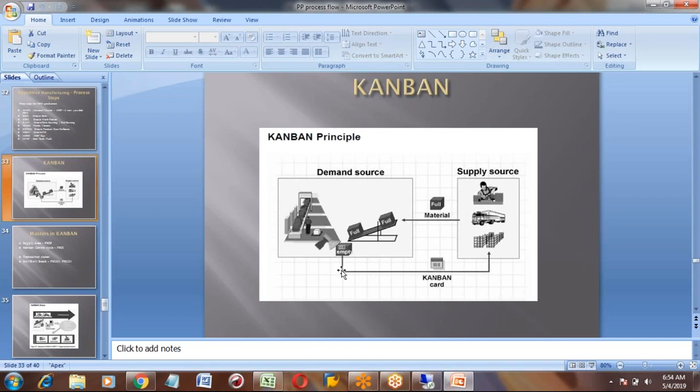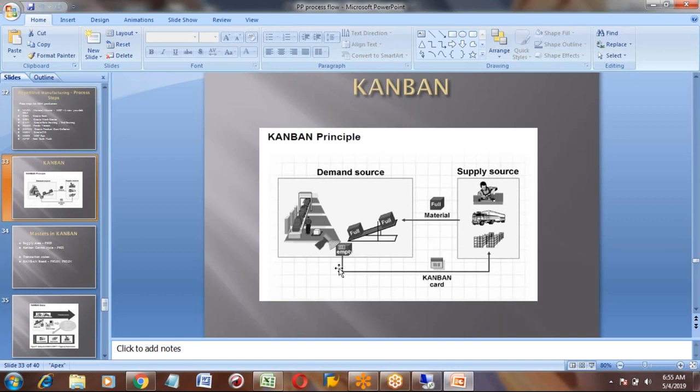Okay, and what about the empty box? The automatic GR will happen. I see. If it is a production order, when you make it empty, it can create a planned order also. And if it is an externally purchased material, the system automatically creates a purchase order or purchase requisition also.